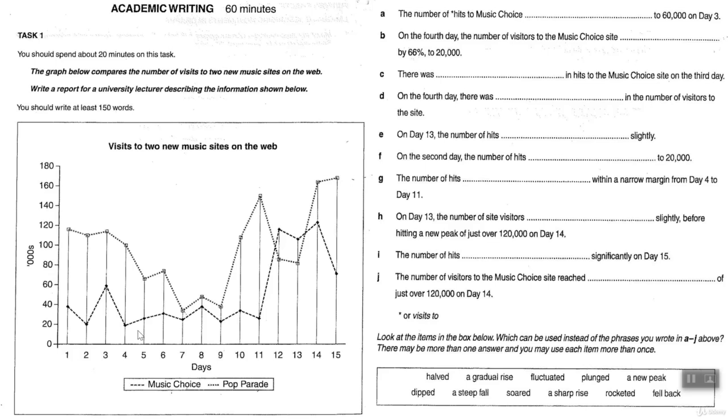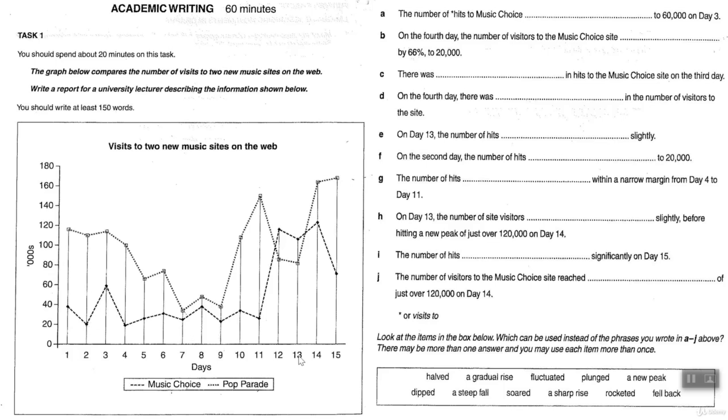Okay. You have to read the sentence, look at the graph, Music Choice in other words, and then choose the word from this box down the bottom that goes in the space. So let's look at number 1, or A. The number of hits to Music Choice, something to 60,000 on day 3. Well, let's look at day 3. It's this one here, isn't it? From day 2 to day 3.